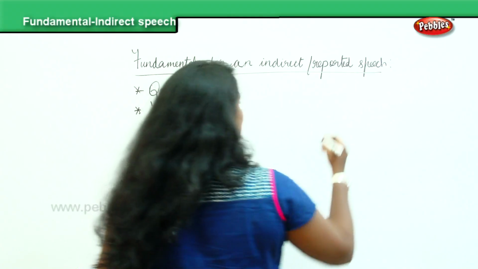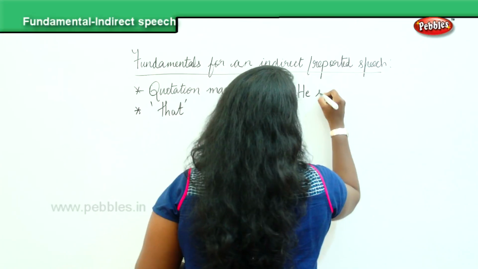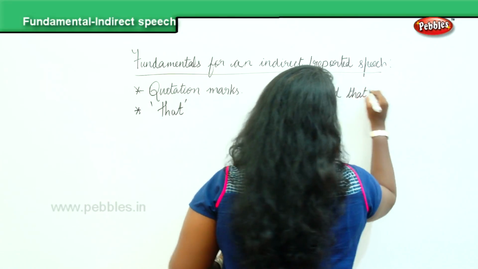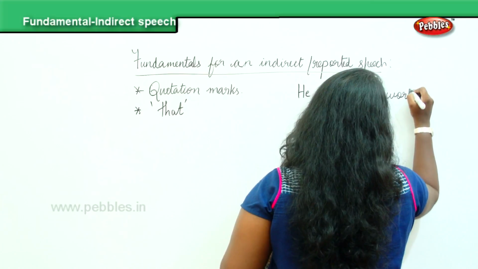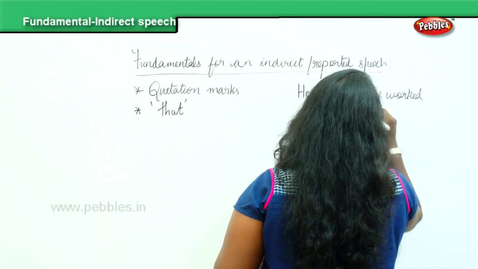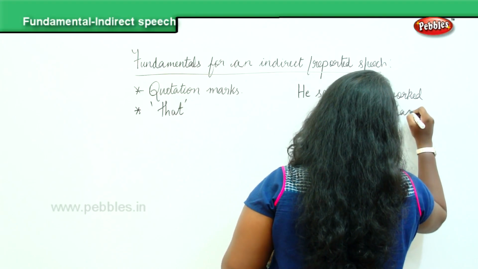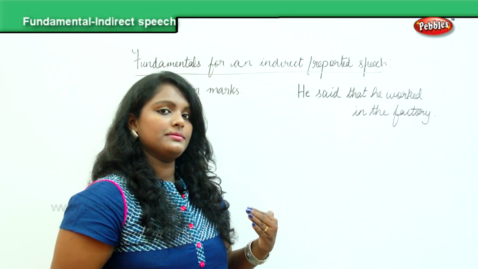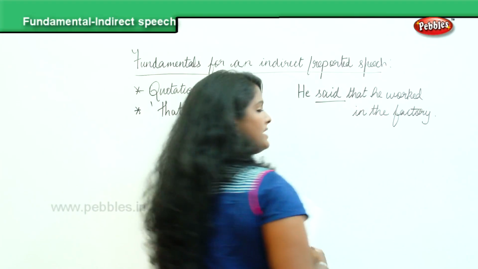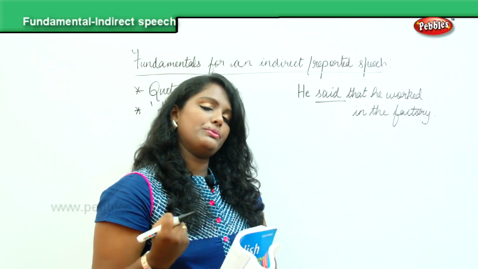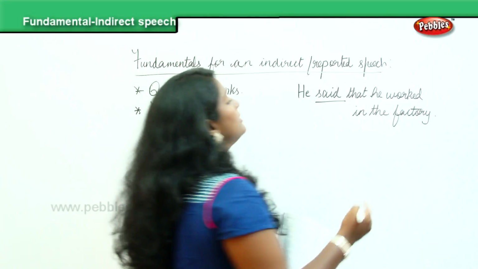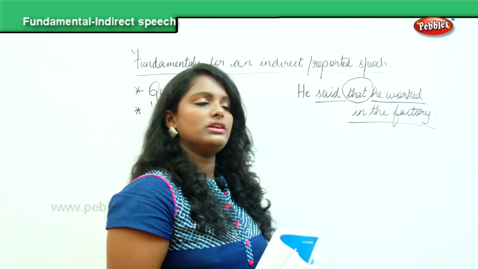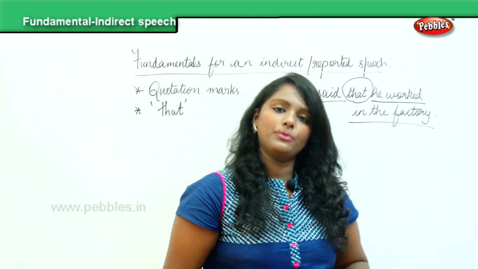Coming back to the same old example, he said that he worked in the factory, right? So which is the reporting verb here? Good. Your said is your reporting verb. And which is the reported part or the reported speech of the indirect sentence? Yes. He worked in the factory. So that is always used as a conjunction between a reported verb and the reported speech.